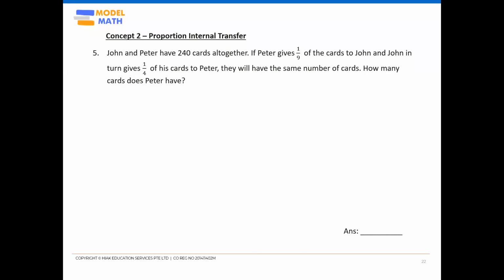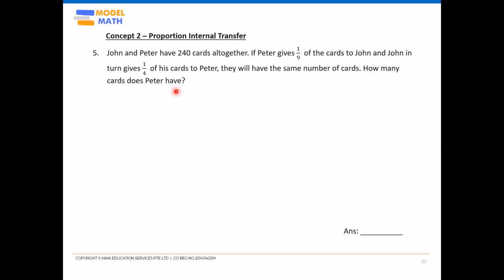Okay, John and Peter have 240 cards all together. If Peter gives one out of nine of the cards to John, and John in turn gives one quarter of his cards to Peter, they will have the same number of cards. How many cards does Peter have?